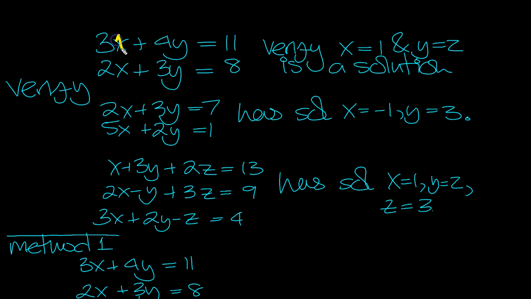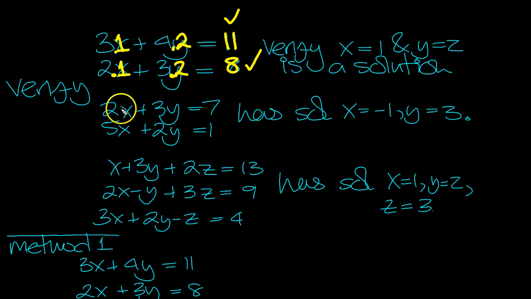3 times 1 plus 4 times 2 equals 11. Yeah, 4 2s are 8, 3 1s are 3, 8 and 3 is 11. And 2 times 1 plus 3 times 2, 6 plus 2 is 8. So that's fine.